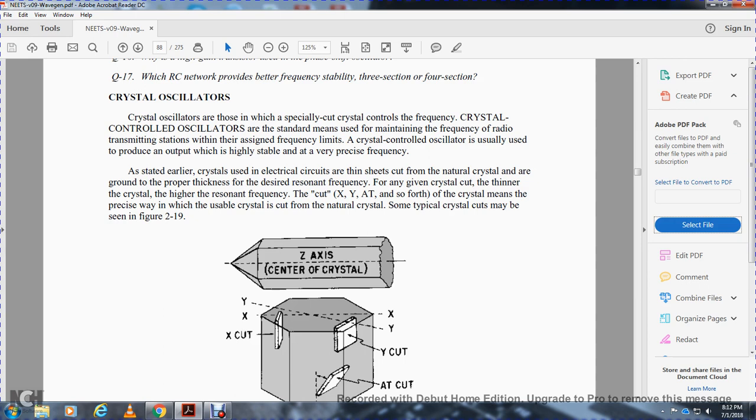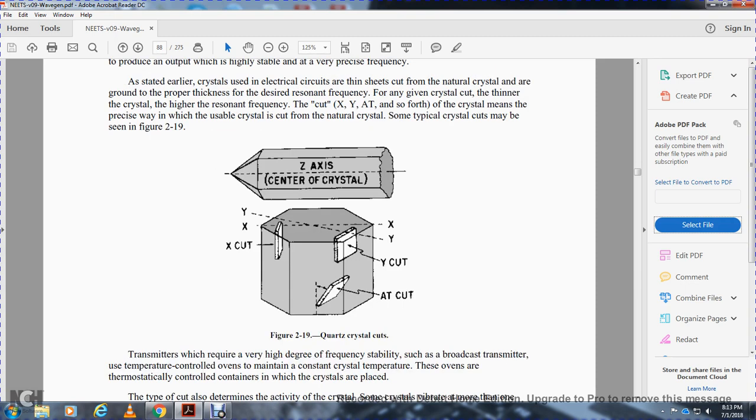As stated earlier, crystals are electrical components made from a thin slab cut from natural crystal. The crystals are ground to the proper thickness for the desired resonant frequency for any given crystal cut. The thinner the crystal, the higher the resonant frequency. The cuts, X, Y, AT, and so forth, describe the way in which the usable crystal is cut. Some typical crystal cuts are shown in Figure 219.